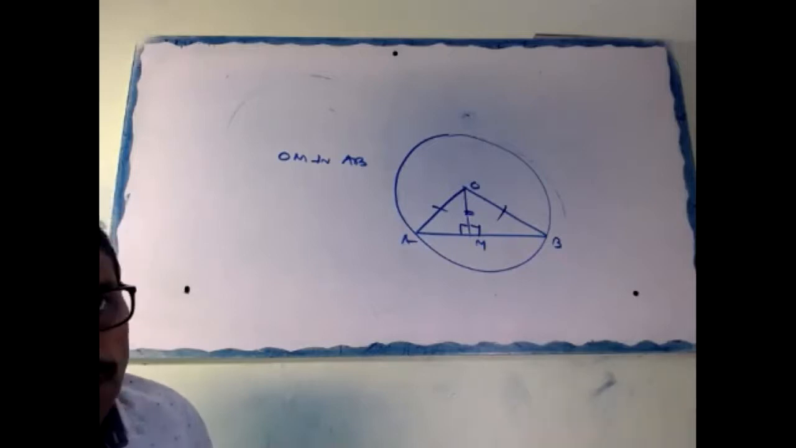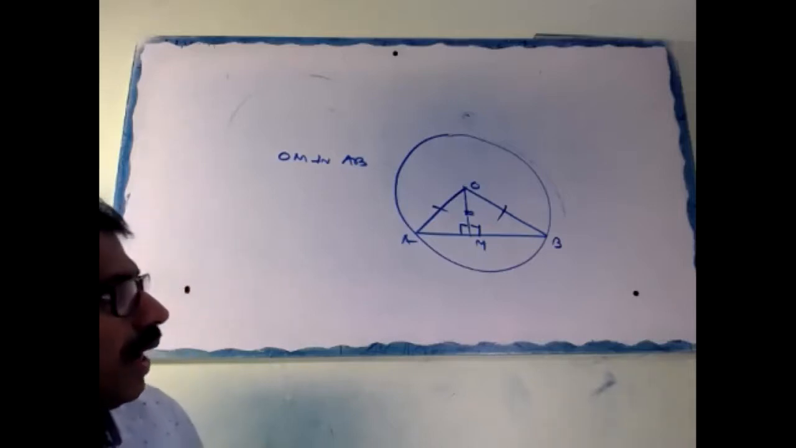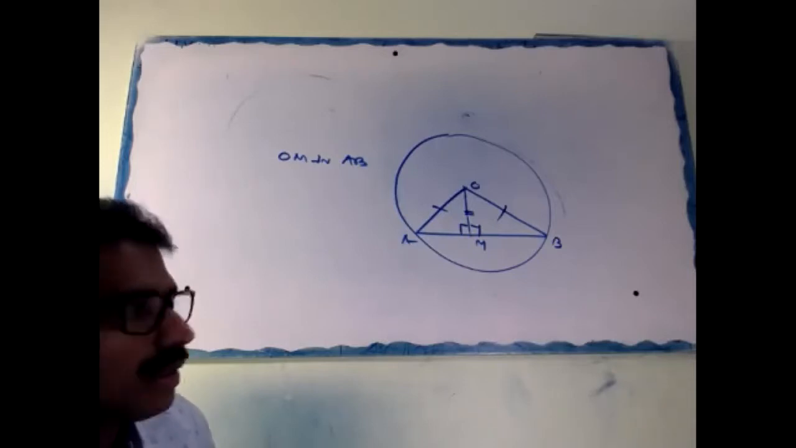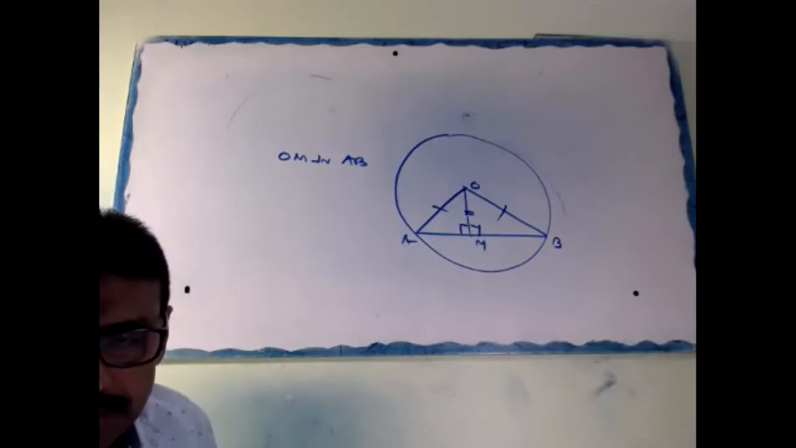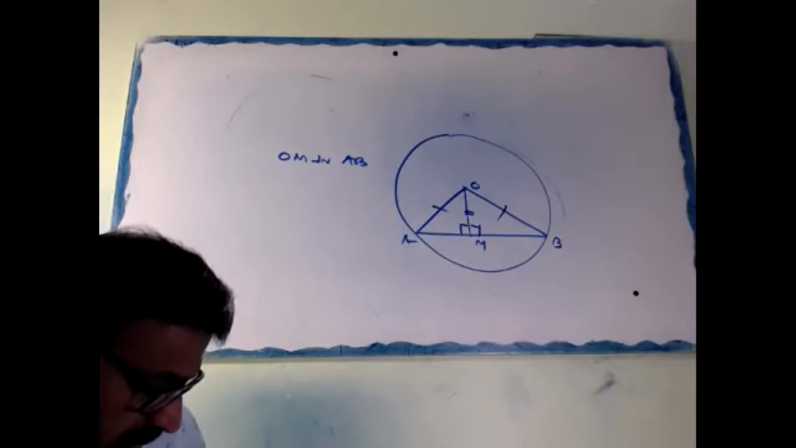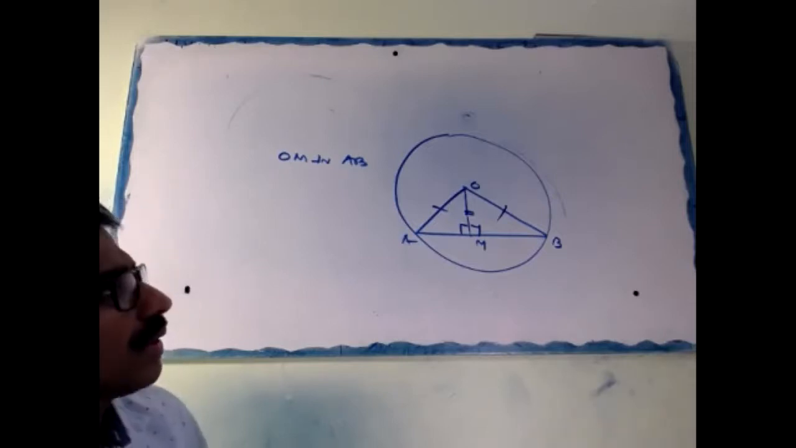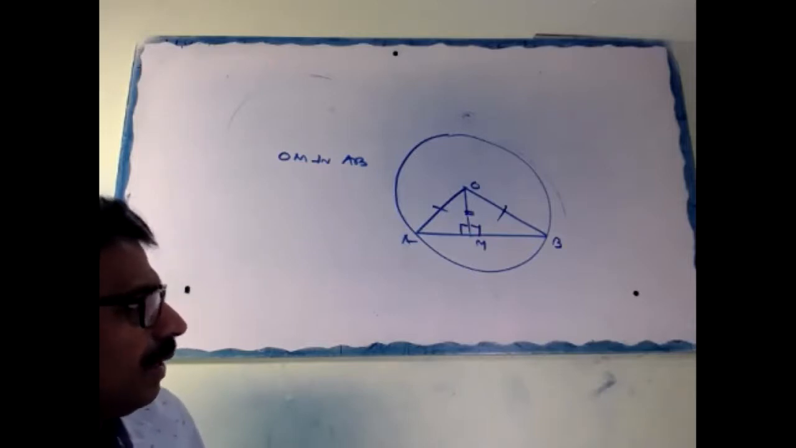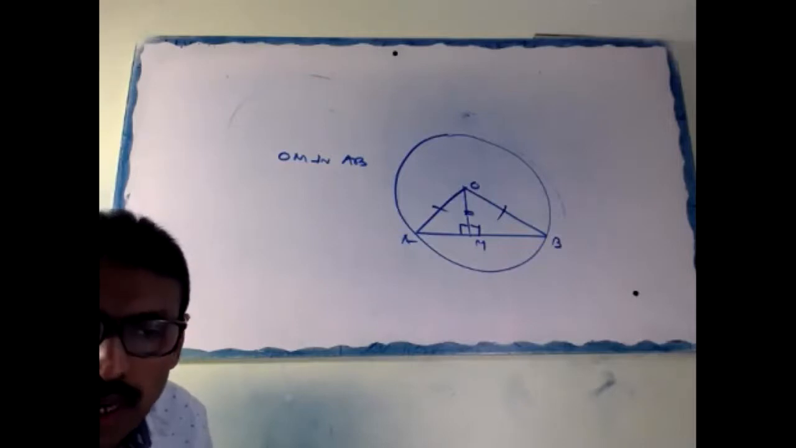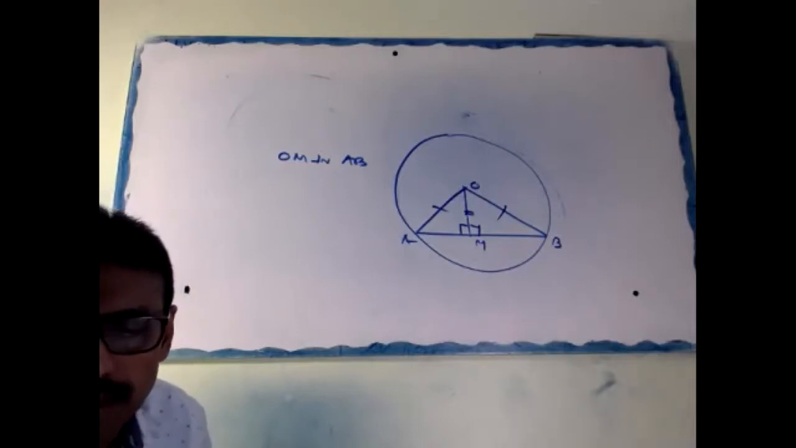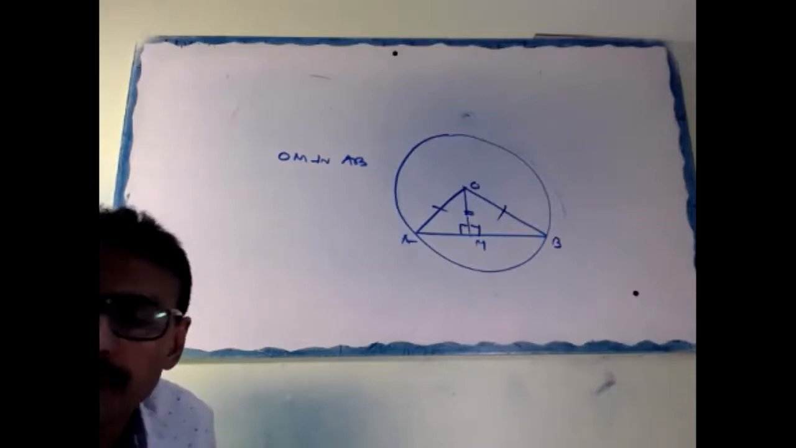Then OM equal to OM, common. Then angle OMA equal to angle OMB, equal to 90 degrees, it is given. Therefore, triangle OMA is congruent to triangle OMB by RHS congruency. Hence, AM equal to MB.